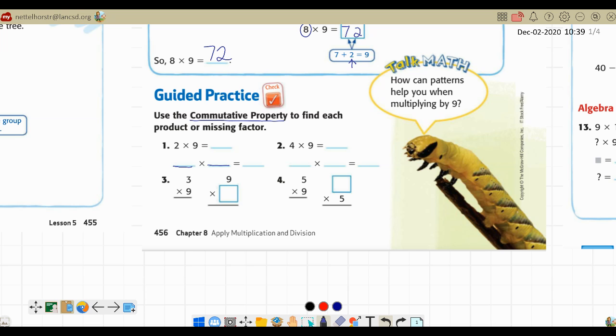Pause the video. Okay, so commutative property of 2 times 9 is 9 times 2. 9 plus 9 I know is 18. So I can put the answer is 18. This answer is also 18.